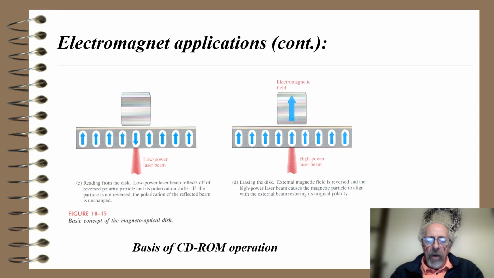If I want to erase the disk, the external magnetic field is reversed, and the high-power laser beam causes the magnetic particle to align with the external field, restoring the original polarity. So again, these last two slides are the basis of CD-ROM operation. And again, CD-ROMs have been replaced by DVDs, and they are a slightly different type of operation.